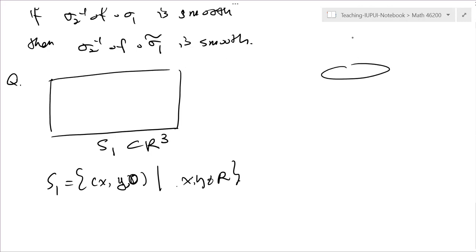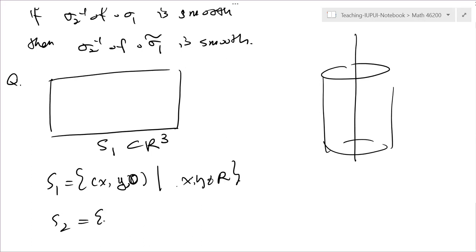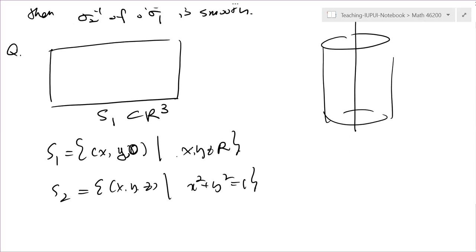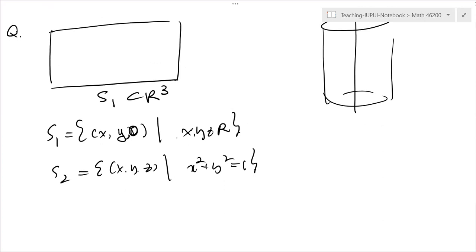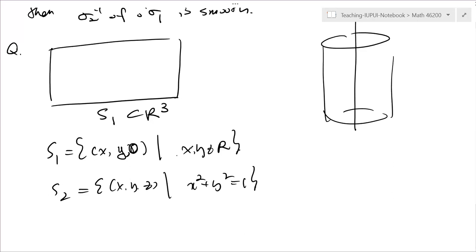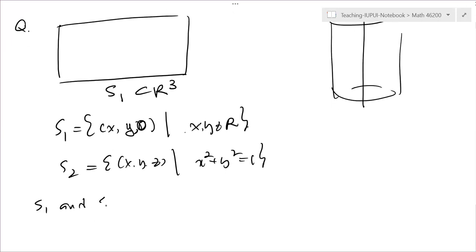Then I consider the cylinder. This is another surface in R3, right? So the cylinder, how can I describe the cylinder? X, Y, Z, with X squared plus Y squared equals 1, right? No restriction on Z. So this is another surface. So both are surfaces. I think I already proved that both S1 and S2 are smooth surfaces in R3.